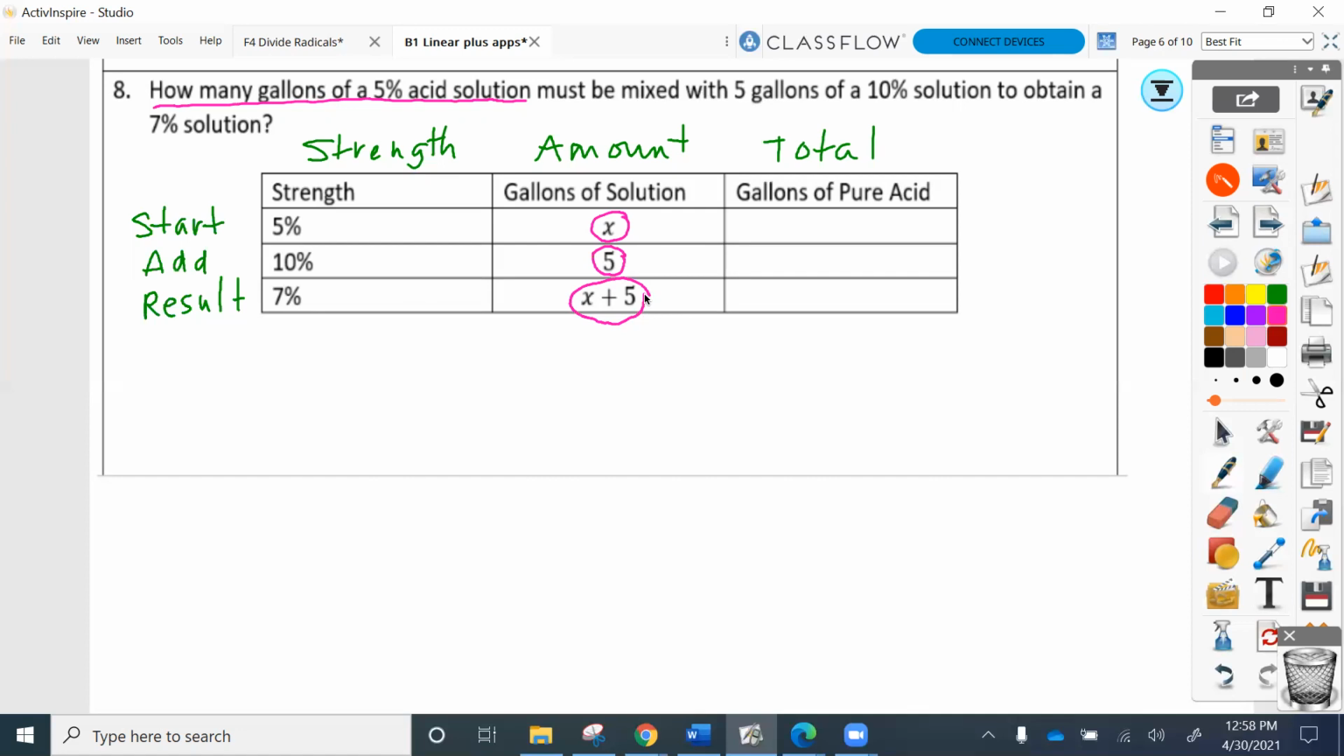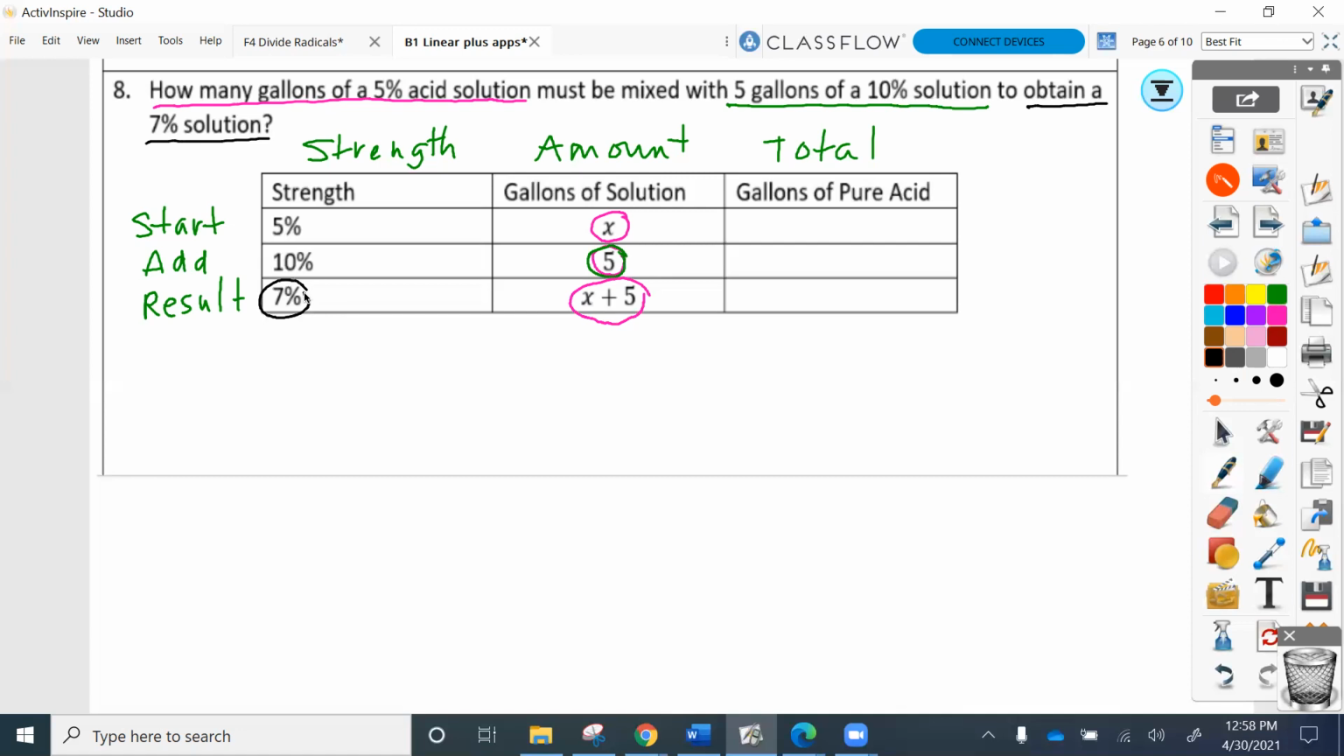Okay, now it says it's mixed in with 5 gallons of a 10% solution. So here's what it's mixed in with, 10% solution, and what we want to get to obtain, meaning the result, is we want to get 7%.